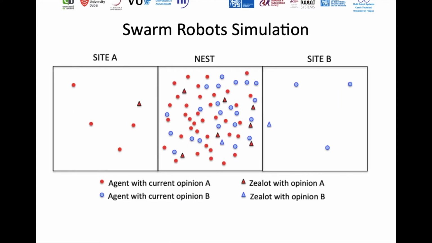Programmatically, the simulation arena looks like this. The original code was written by Gabriele Valentini, and we added the zealot agent feature to it. Site A and Site B are the options explored by each agent. The nest is where the dissemination and voting happen. Each agent has the same limited sensor range, so they can only see nearby agents when doing the voting.